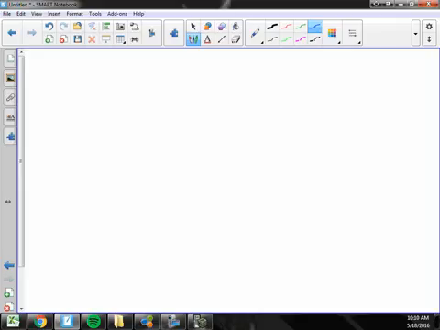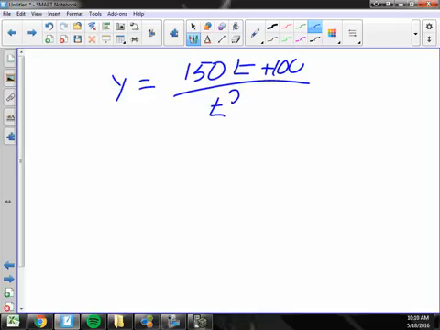Number 4, a patient is given a shot of a drug into the shoulder muscle. The amount A of the drug in the patient's bloodstream at a time t hours after the injection is predicted using the model. So y equals 150t plus 100 over t squared plus 4. Note, this is a rational function.